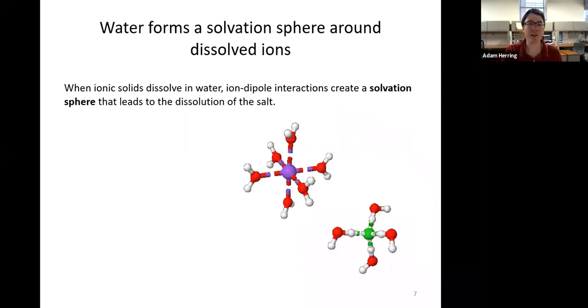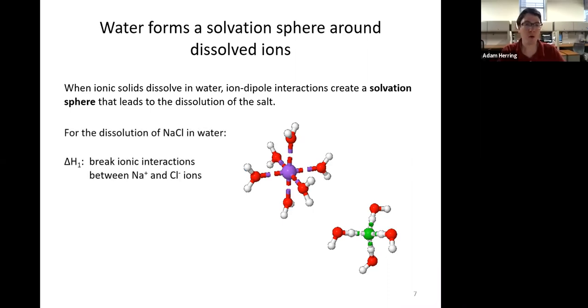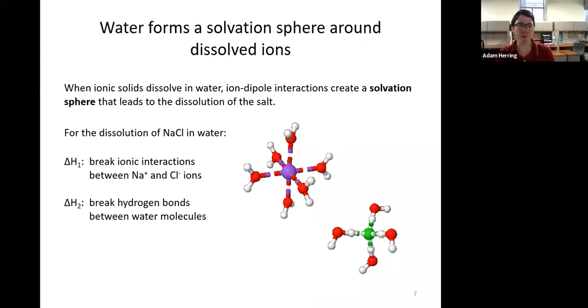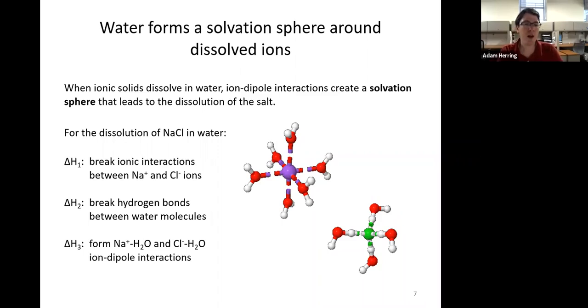Now let's take a specific example of water dissolving a salt. When ionic compounds dissolve in water, we form ion-dipole interactions, and this creates a solvation sphere. So for sodium chloride in water, we're going to first break the ionic interactions between sodium and chloride ions. Then we'll break hydrogen bonds between the water molecules. We also break other dipole-dipole interactions and London dispersion forces. And then finally, we're going to form ion-dipole interactions between each ion and the various water molecules.